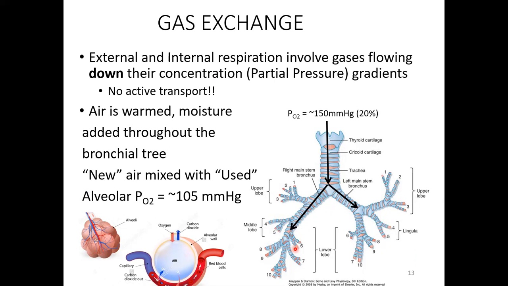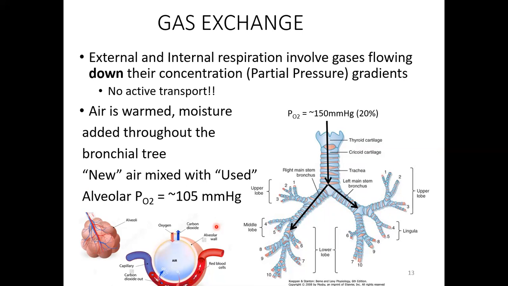Okay, so remember that the old air has just had oxygen dumped into the blood, and therefore there's going to be less oxygen in the old air than there is in the air coming in. And so after all of this mixing and humidifying and warming and all of these different processes have occurred, we're left with about 105 millimeters of mercury of oxygen in our lungs. And again, that's at sea level, right?